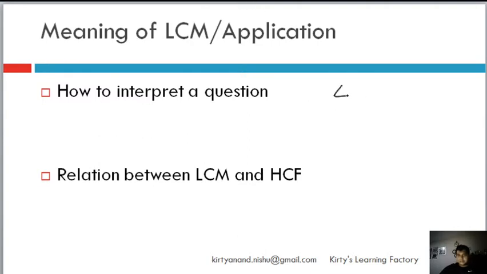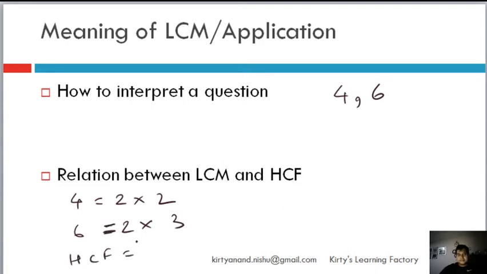Let me take smaller numbers, because then explaining it will be easy. Let's take two numbers, 4 and 6. Let's find out their HCF. How do we find it? 4 we can write as 2 into 2 in prime factors. 6 we can write as 2 into 3. Right? So HCF is 2.